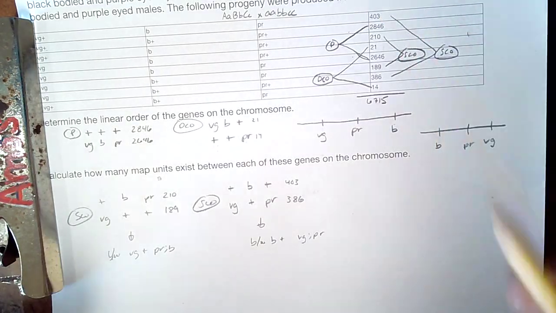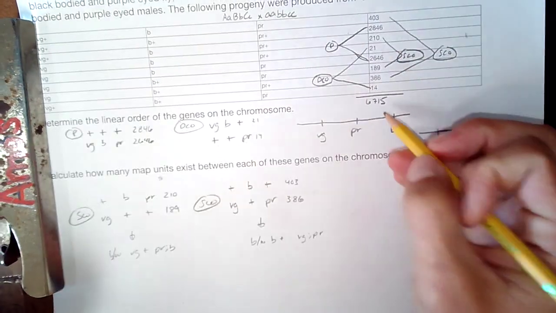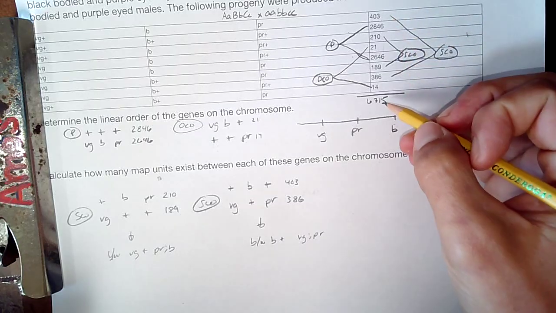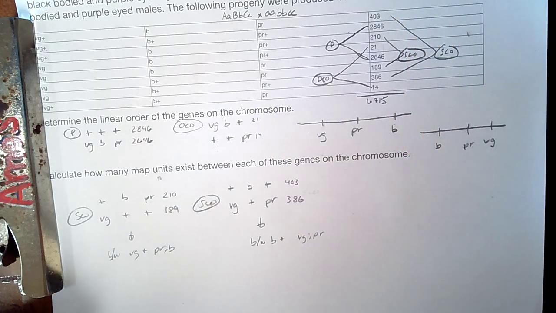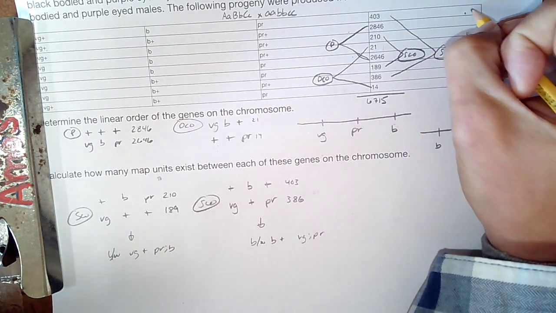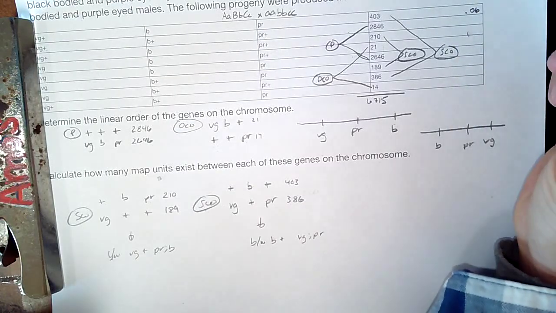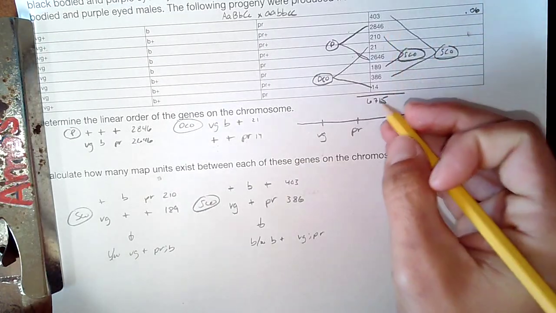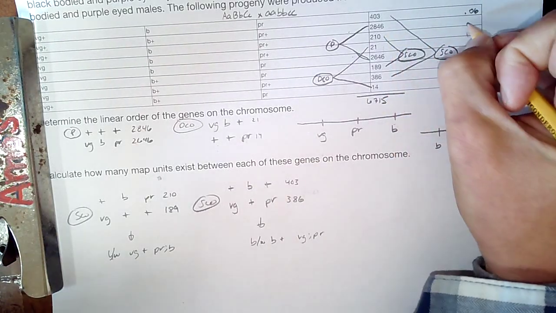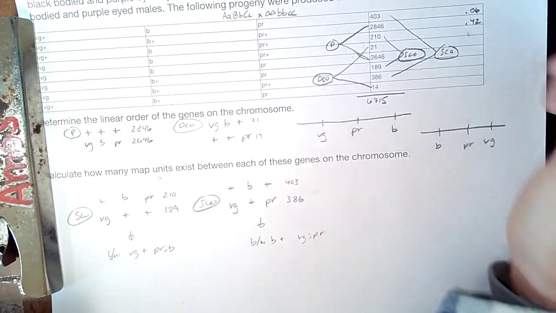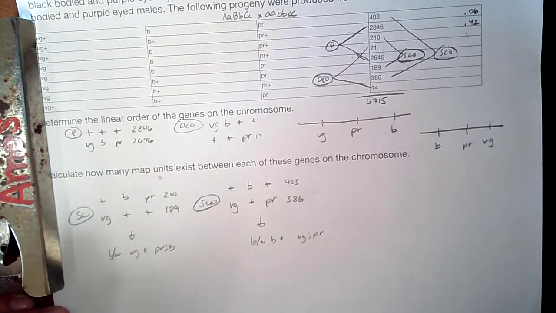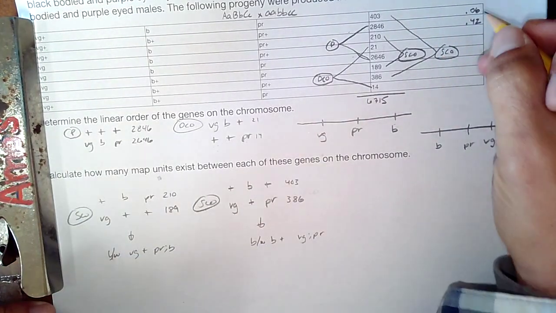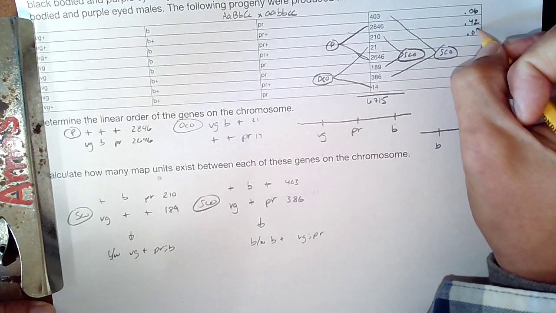Now I've got to go back and say, okay, I've got 403. 403 represents how much of the whole? So it would be 403 divided by 6715. When you do that, you're going to get 0.06. Now I do 2846 divided by 6715. I get 0.42. You're going to keep doing that all the way down the line. I prepared this ahead of time, so I'm just going to write in my numbers.